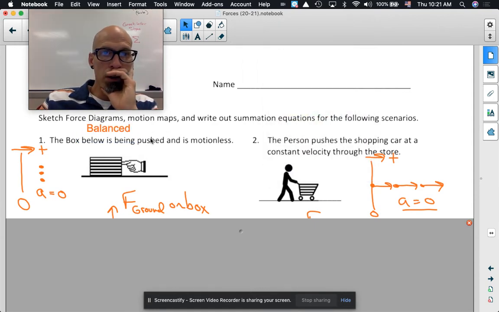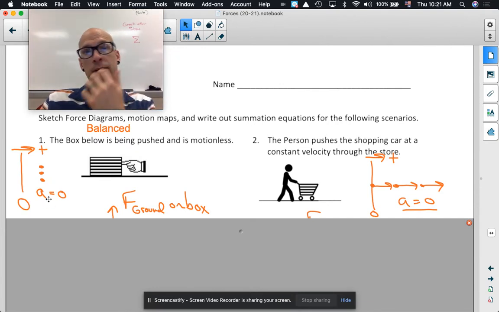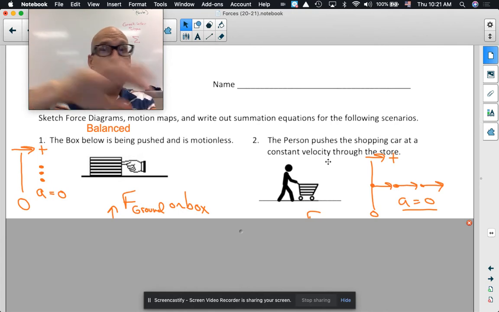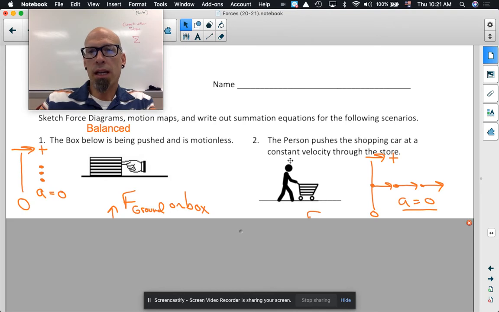So, balanced. How do we know? Because there's no acceleration. Has to be balanced. Now, scenario 2 here, let's just do both motion maps first. The person pushes the shopping cart at a constant velocity through the store. Constant velocity.